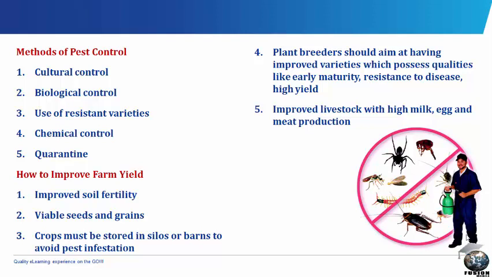How can one improve farm yield? 1. Soil fertility. 2. Viable seeds and grains. 3. Crops must be stored in silos or barns to avoid pest infection. 4. Plant breeders should aim at having improved varieties which possess qualities like early maturity, resistance to disease, and high yield. 5. Improved livestock with high milk, egg, and meat production.